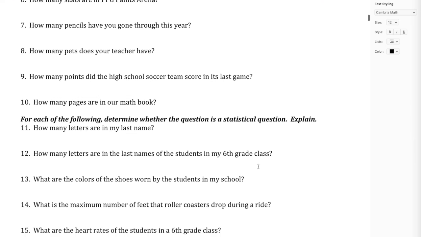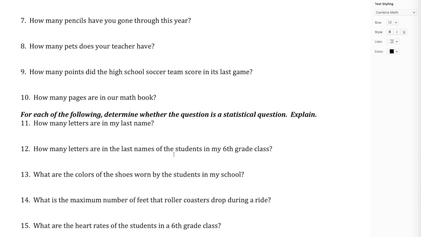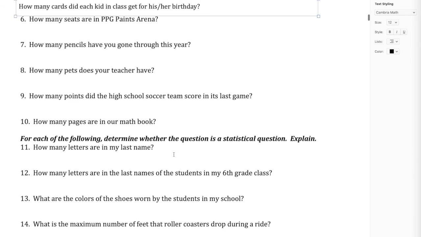For the ones down here at the bottom, we are asked to determine if it's statistical or not, and then explain. So basically, you're really trying to answer that question. Does it create one data point or multiple?